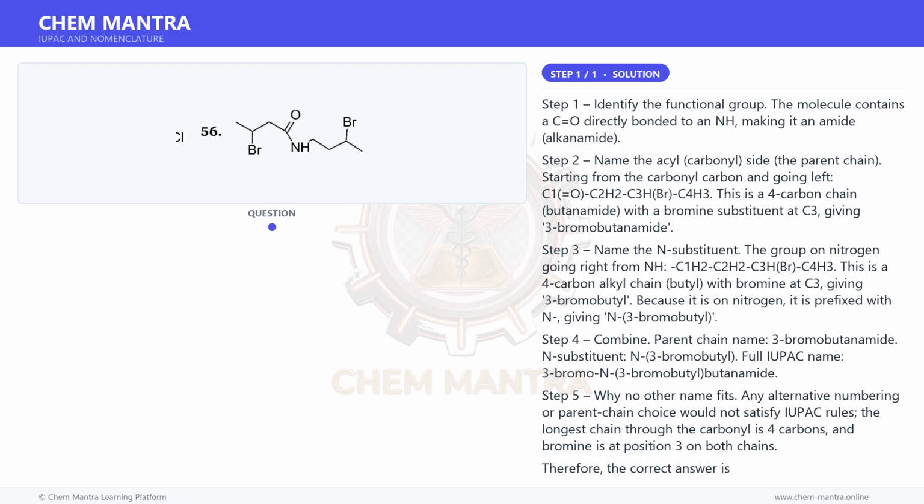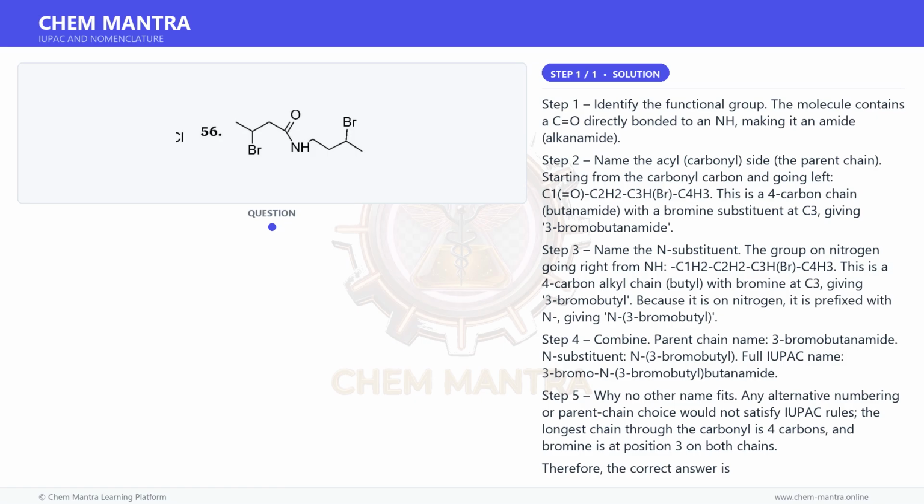Step 4. Combine. Parent chain name: 3-bromobutanamide. N substituent: N-3-bromobutyl. Full IUPAC name: 3-bromo-N-3-bromobutyl butanamide. Step 5. Why no other name fits?